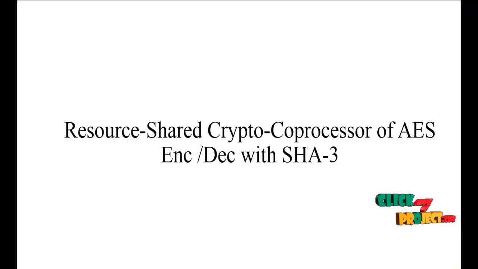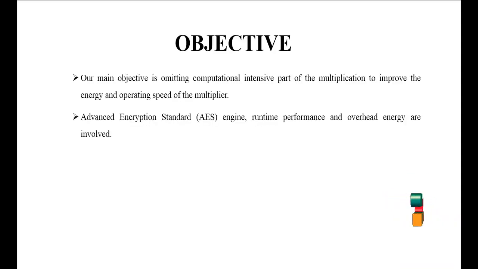Our project title is Resource Shared Crypto Coprocessor of AES Encryption and Decryption with SHA-3. Our project's main objective is omitting computational intent as part of multiplication to improve the energy and operating speed of the multiplier. So the AES algorithm, using that, the running time, performance and the energy overhead are included.